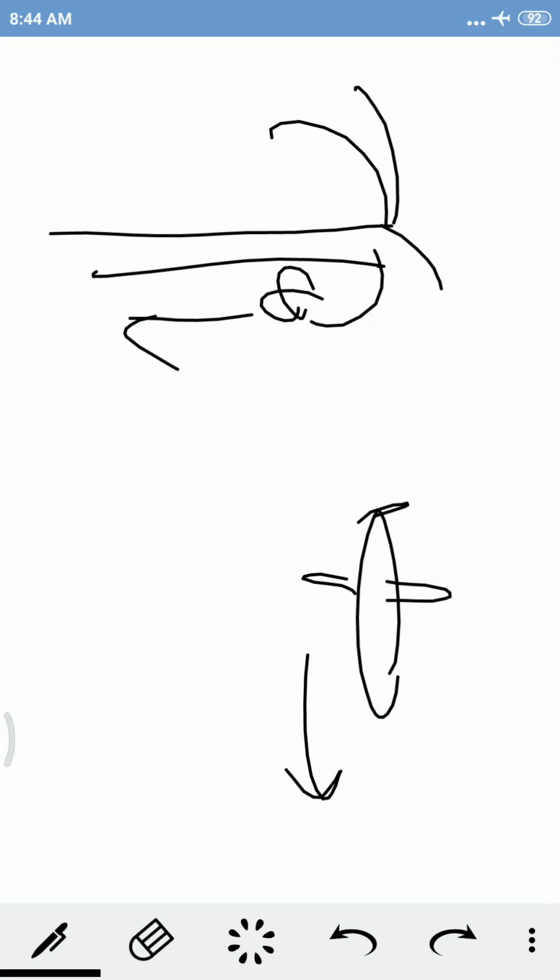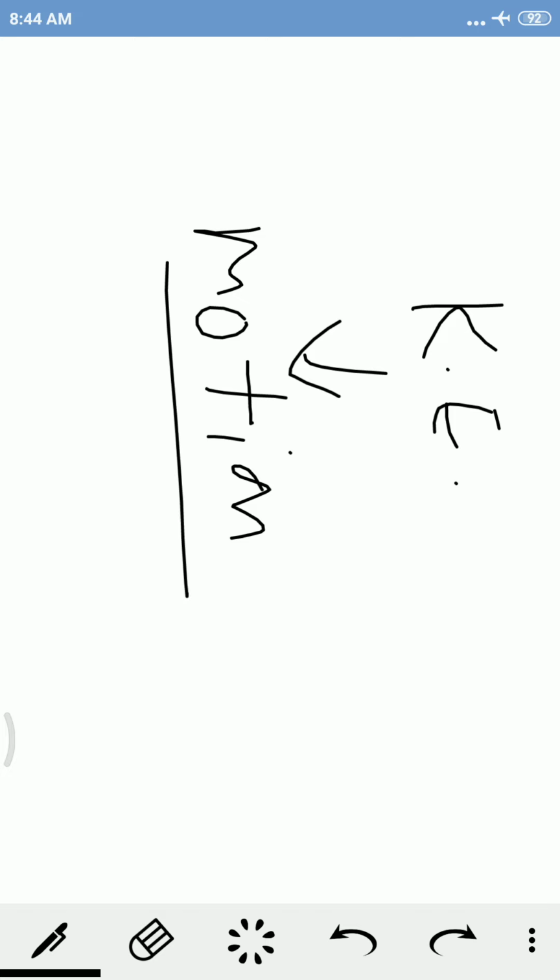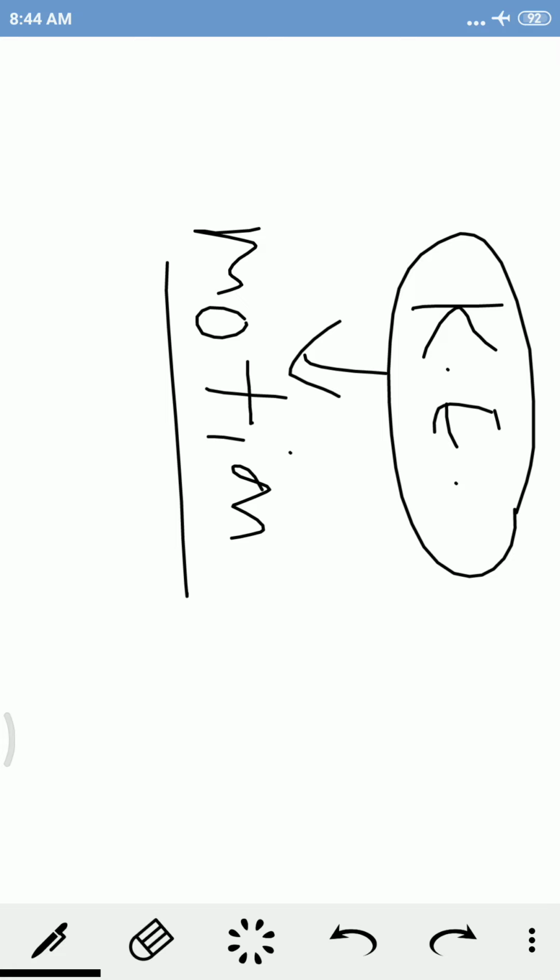It means, what is kinetic energy? Kinetic energy is the energy due to the motion of the object. Whenever the object is in motion, it means it possesses kinetic energy. Now, how can we measure the kinetic energy of an object?